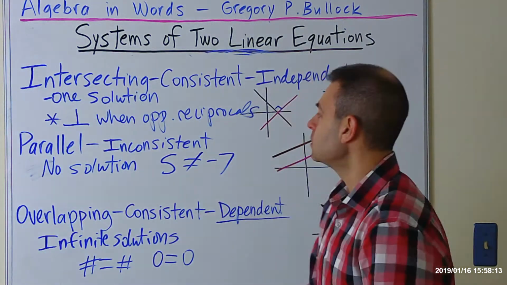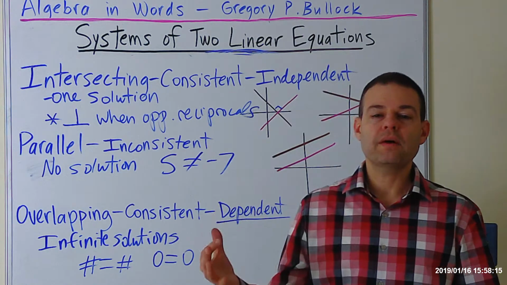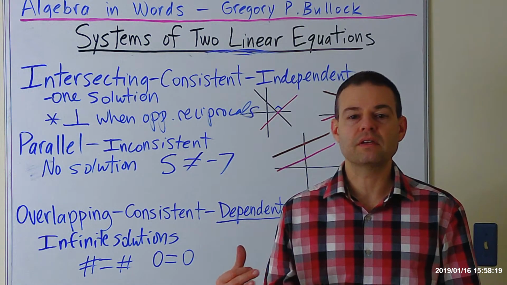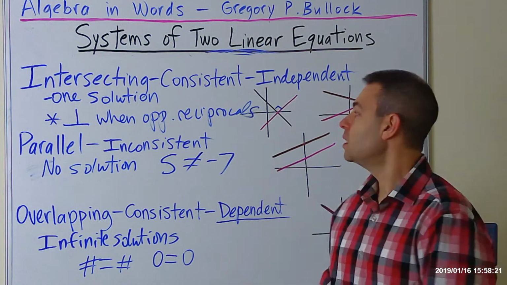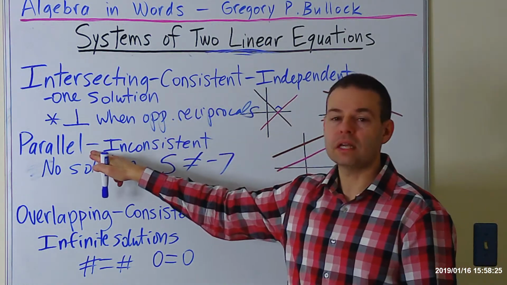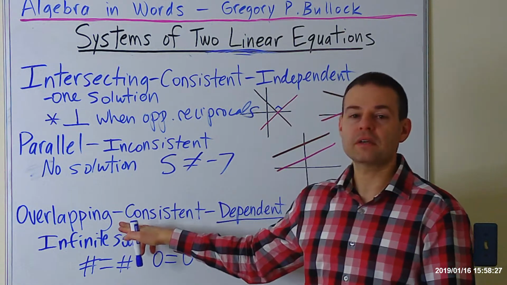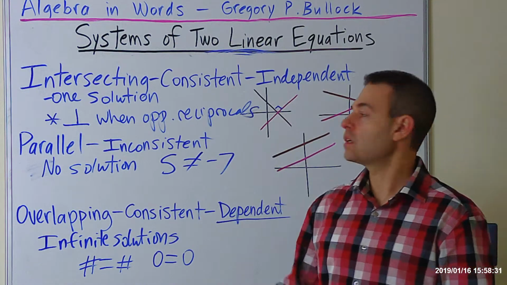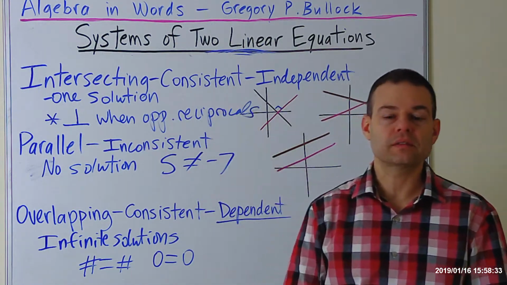So let's take a look. When you have a system of two linear equations, they can basically be categorized into three types of systems. They could be intersecting, they could be parallel, or the lines could actually be overlapping. Okay, now let's start with the intersecting type.